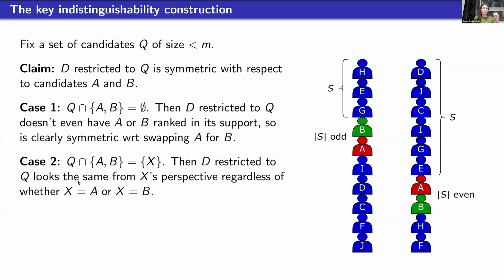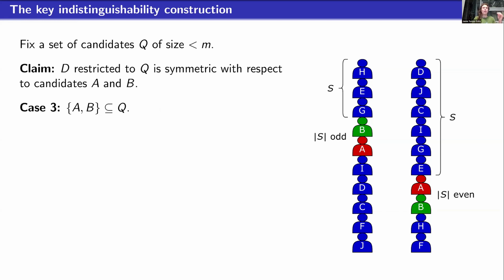Then D restricted to Q looks the same from X's perspective, whether X is the candidate A or the candidate B. So Q contains some candidate X from the set {A, B}, and not the other one. And what the distribution is: I choose a random set of things to go above it, a random set of things to go below it, and that's it. There's no parity check at all. It's going to be the same whether it's A or B. This is going to be the same distribution.